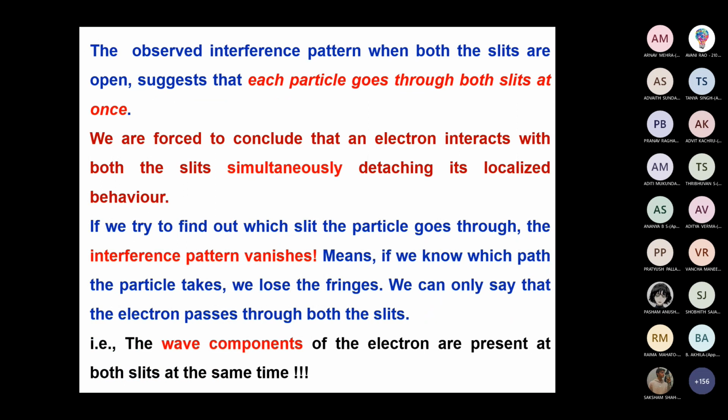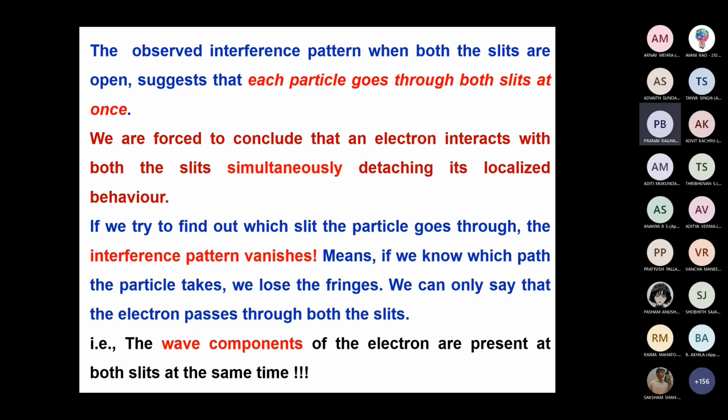So the observed interference pattern when both the slits are open suggests that each particle goes through both the slits at once, right? This is something hard to believe, but we need to accept it based on our experimental result. That is, we are forced to conclude that the electron interacts with both the slits simultaneously, detaching its localized behavior.